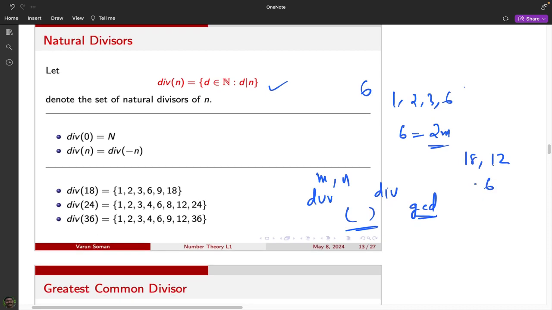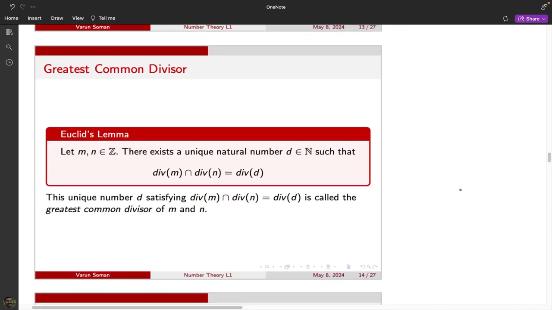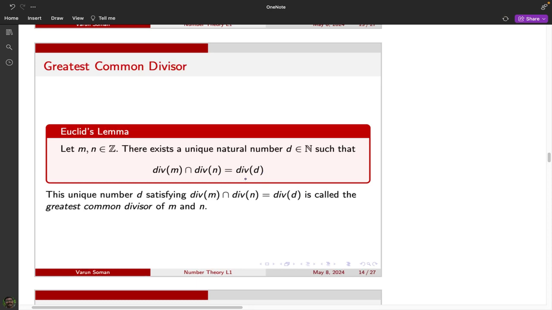We have also discussed one lemma regarding GCD, that is, GCD has a particular property: the intersection of the divisor set of m as well as the divisor set of n will actually be the divisors of D itself. So the actual common divisors of both m and n will be the divisor set of D itself. That is a property of GCD which we had discussed in the previous class.